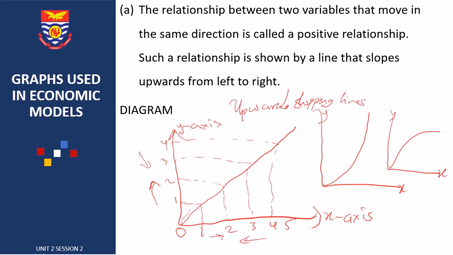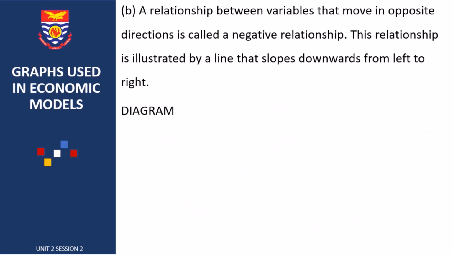Let's get to the second one, where they move in opposite directions. We are going to talk about the downward sloping lines. Now, a relationship between two variables that move in opposite directions is called a negative relationship. Remember in economics we see the demand curve is a downward sloping curve. It shows a negative relationship between quantity demanded and the price. We see that when prices go up, quantity demanded goes down.